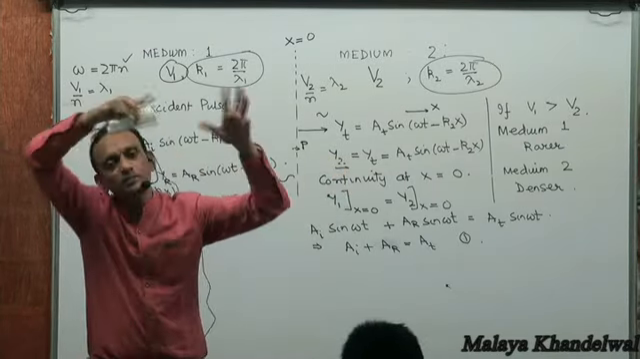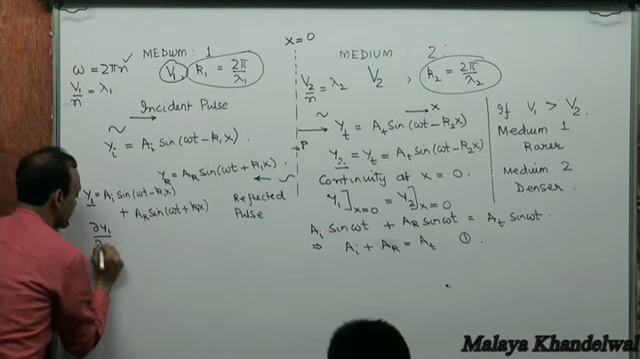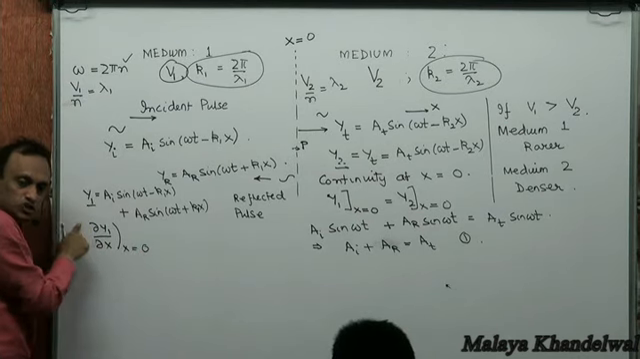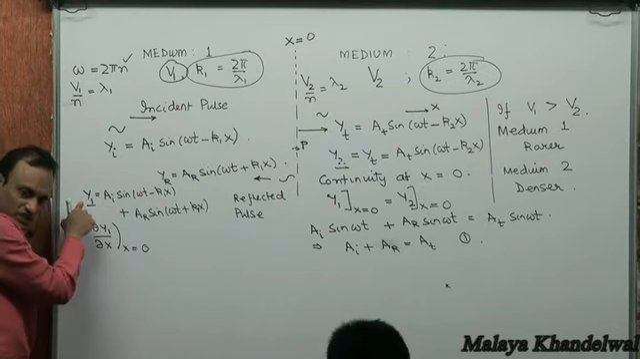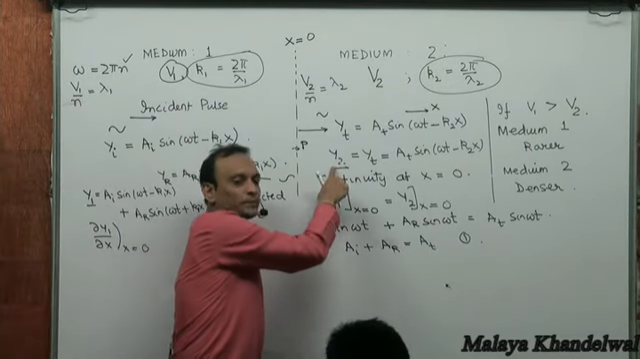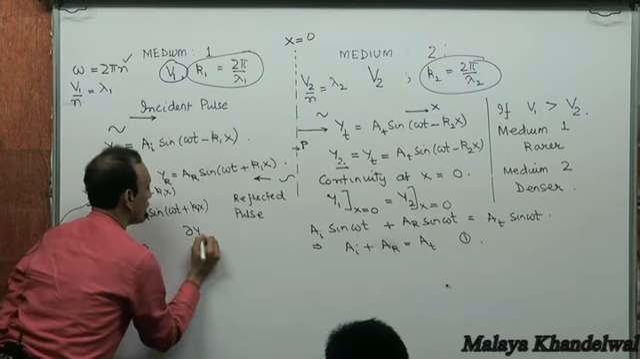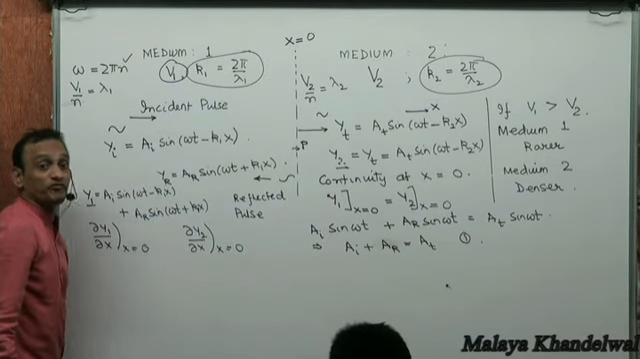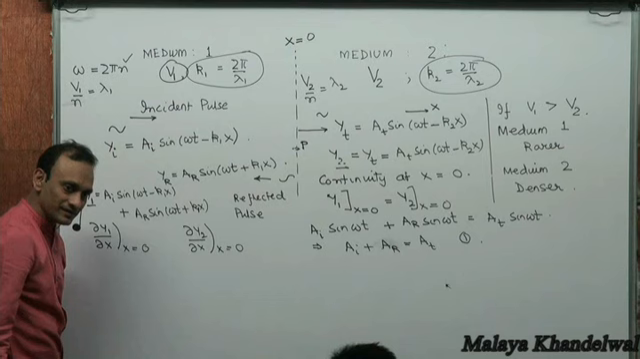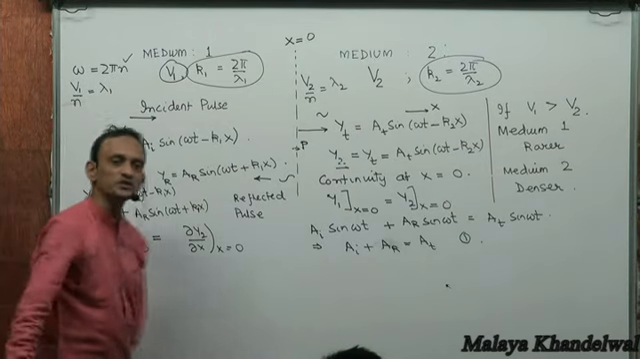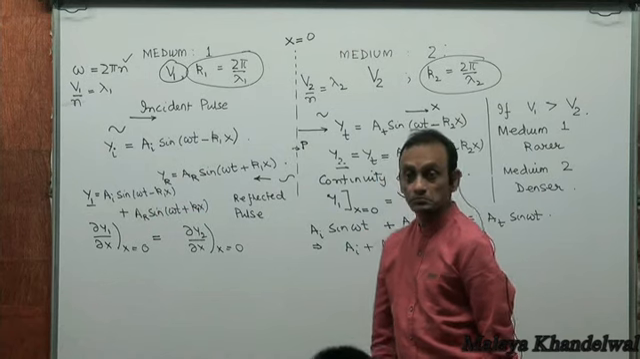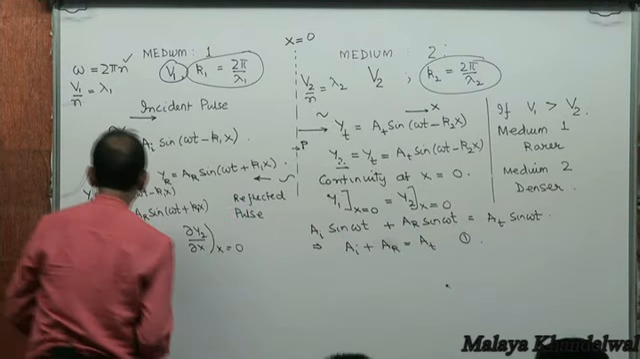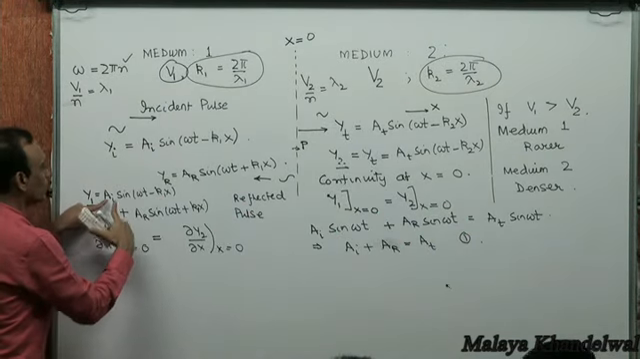That means, can I say dou y1 dou x is the slope of the tangent at x equal to 0 obtained from this equation? That's the slope of the tangent at P obtained using this equation. What's the slope of the tangent at P obtained using this equation? That must be dou y2 dou x at x equal to 0. Both refer to the slope of the tangent at P. And the two must be equal. Yes or no? Clear? Good.